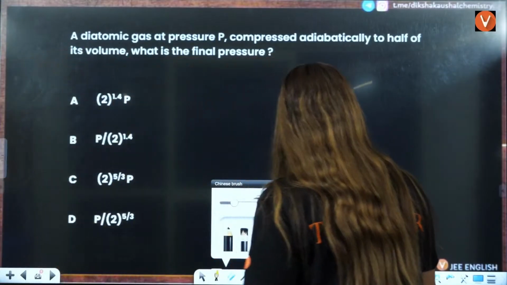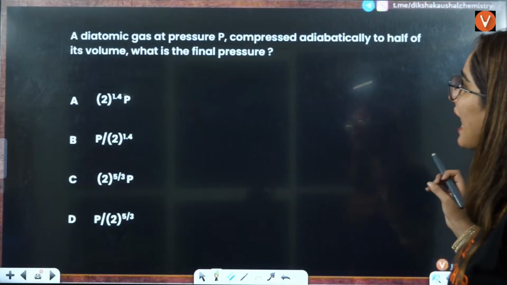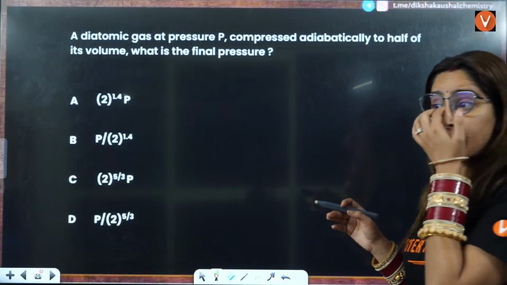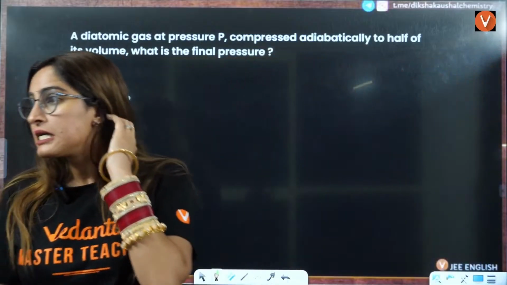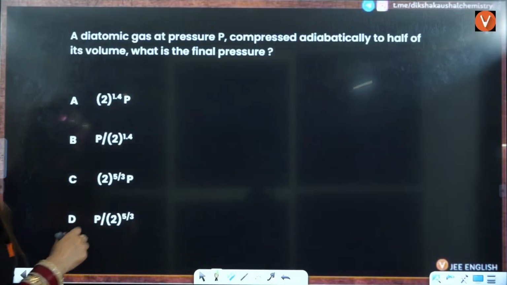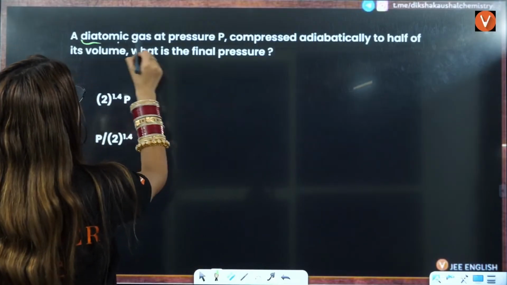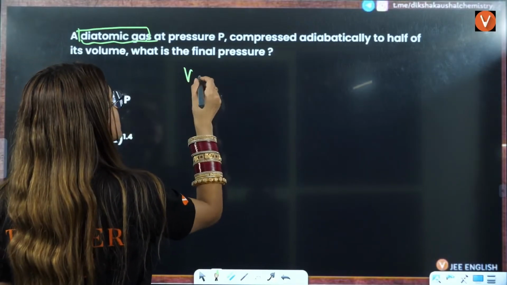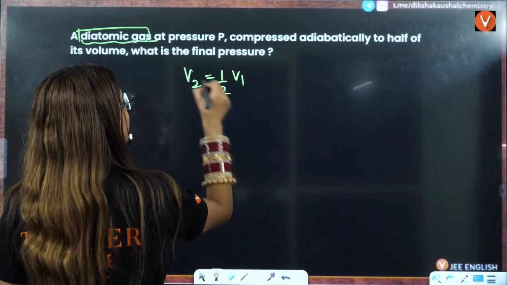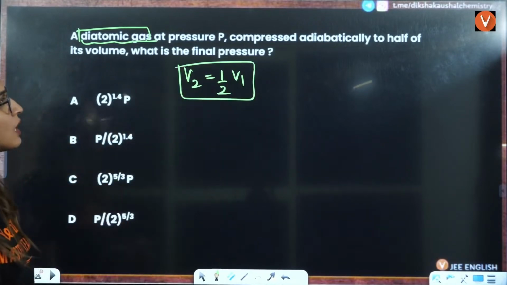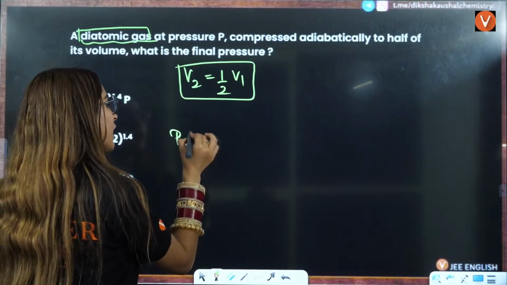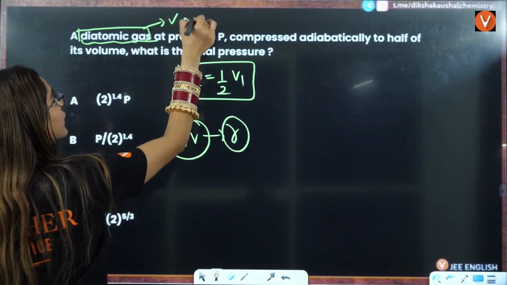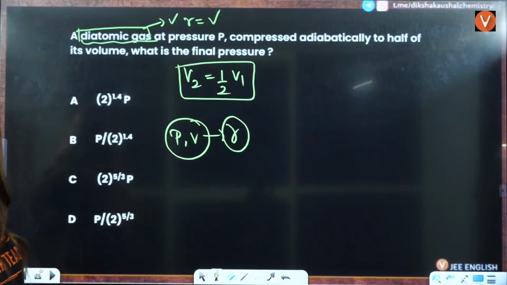Right? Next question is, a diatomic gas at pressure P is compressed adiabatically to half of its volume. Now here you will use adiabatic, right? If they are asking about a diatomic gas compressed adiabatically to half of its volume, it means V2 is equal to half of V1, right? That is given to you. You have to find the value of P and V in relation to gamma, because a diatomic gas is given to you. Gamma value you already know for diatomic gas.